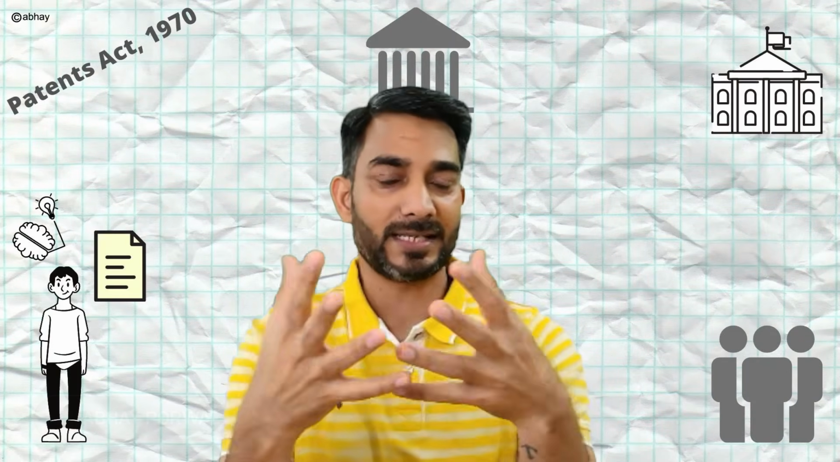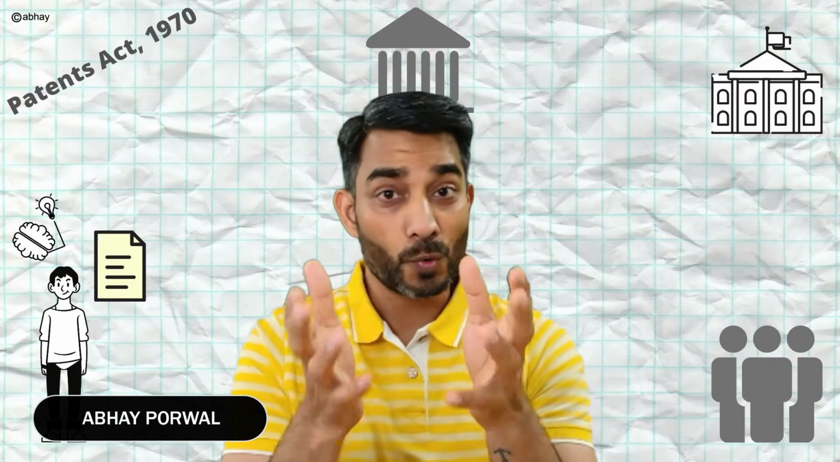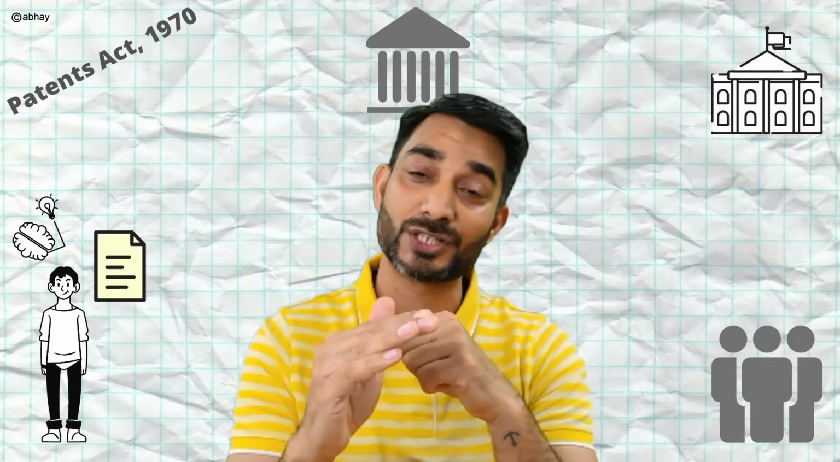So this brings us to the end of this session. In the next session, we will discuss who is the right person to apply for a patent for the invention that we filtered through section 2, section 3 and section 4.